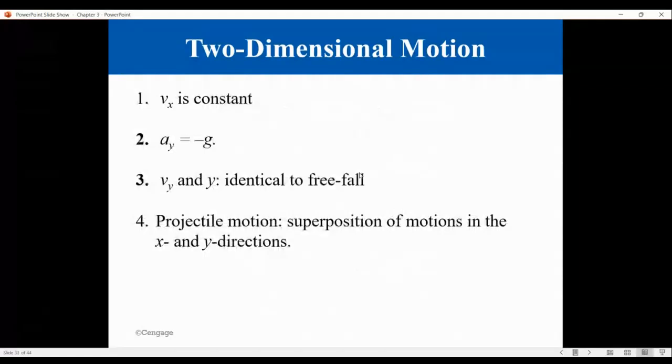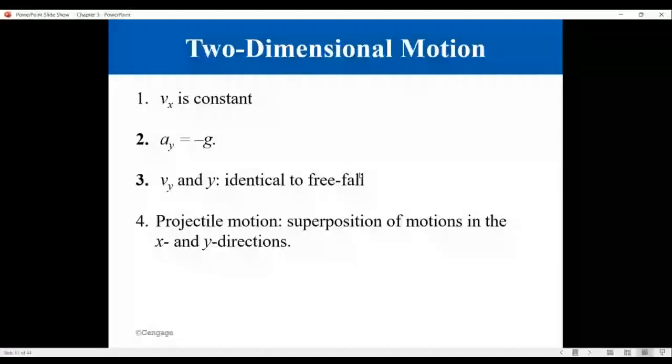Now, what is important to note, the four important notes: v_x is constant, provided that air resistance is negligible. Very important. This is also on page 63. Your acceleration is equal to the free fall acceleration, minus g. You're obviously aware of that. And the vertical component of the velocity v_y and the displacement in the y direction are identical to those of a free falling body. That's what we assume. And the last part is that projectile motion can be described as a superposition, meaning we add them separately, of two independent motions in the x and y direction. So very important for projectile motion.